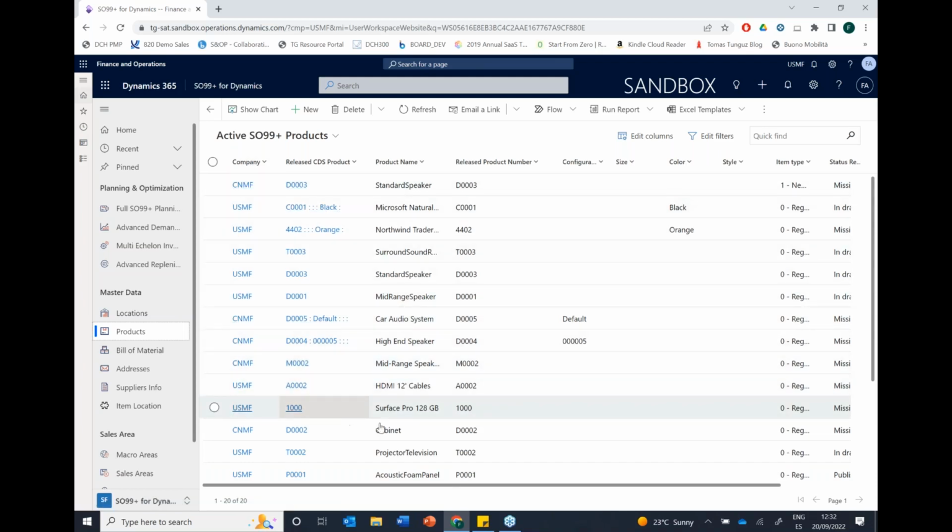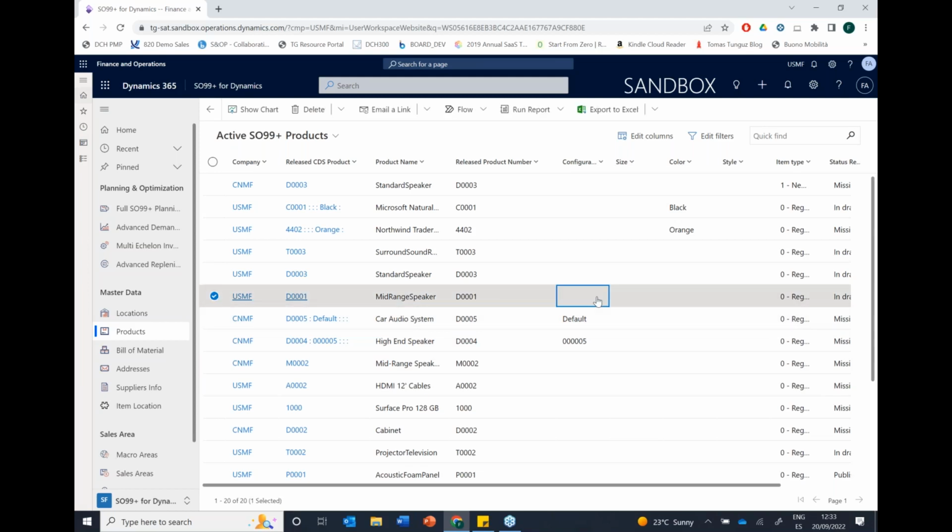This long list of products has a series of attributes and additional elements that we have directly integrated and downloaded from F&O. And this integration is real time. So if you're creating a new product in your F&O, it will be automatically imported into our tool for planning. So I can, for example, open one of these records and see what it looks like by just clicking here.